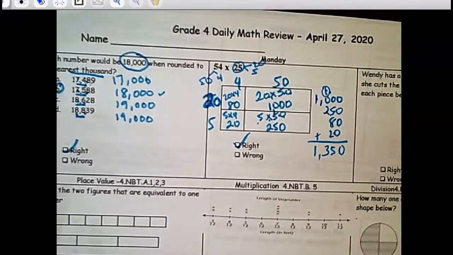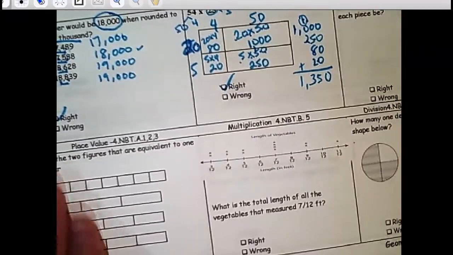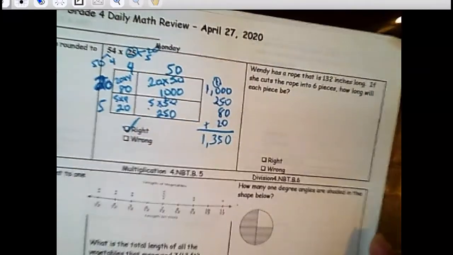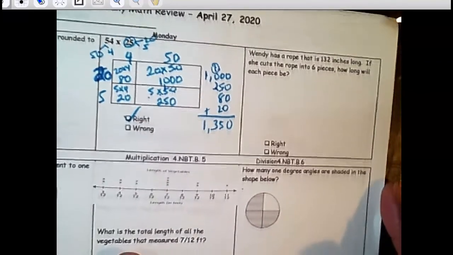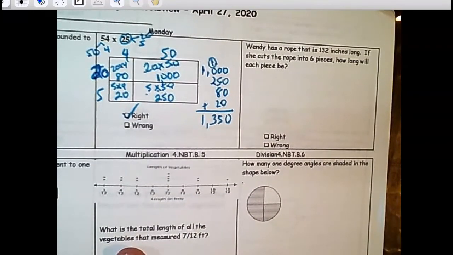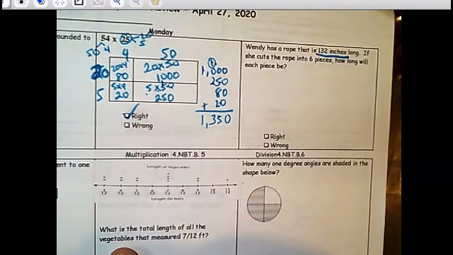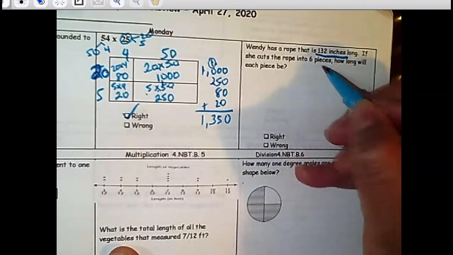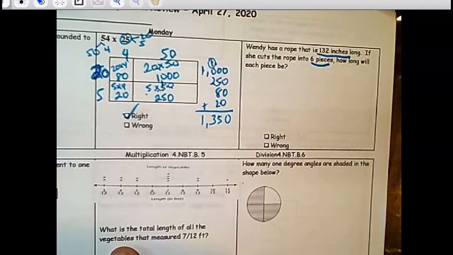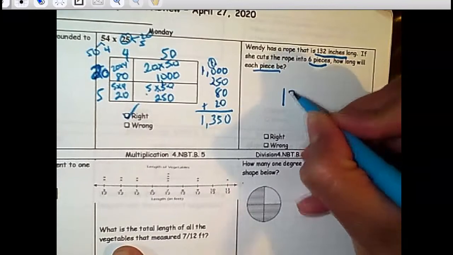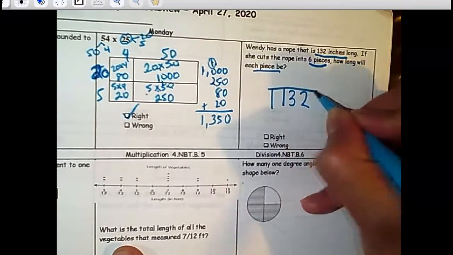Okay, we're up to the next one. Wendy has a rope. Well, let's make sure you guys can see it. There we go. Wendy has a rope that is 132 inches long. If she cuts the rope into 6 pieces, how long will each piece be? So I see that we have a total. The rope is 132 inches long, and she's going to cut the rope into 6 pieces. So we know the number of groups, but we don't know the group size, which is what we're finding. How long will each piece be? So we have 132, and we are going to be dividing it by 6.